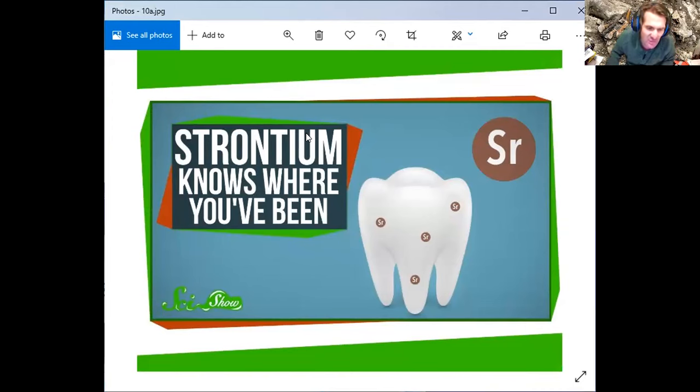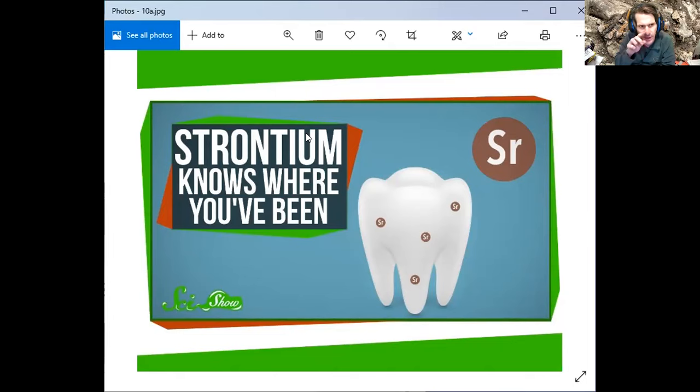Strontium knows where you've been. So when you travel from one area to another, the strontium, the radioactive strontium itself, that's what it is. It's on a periodic table. That's what strontium is. And basically, there's strontium in everything. Everything that's associated with water and rock has strontium. Water comes from the rock. You can't get away from it. There's strontium in the sea. There's strontium everywhere.